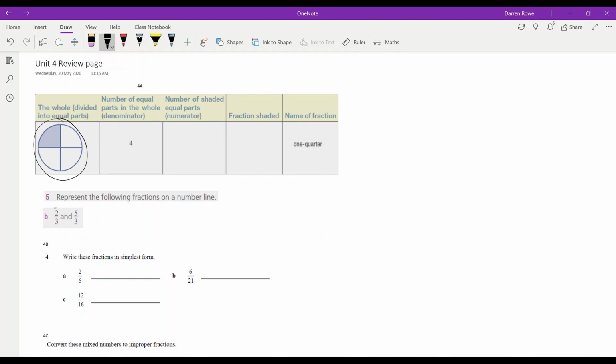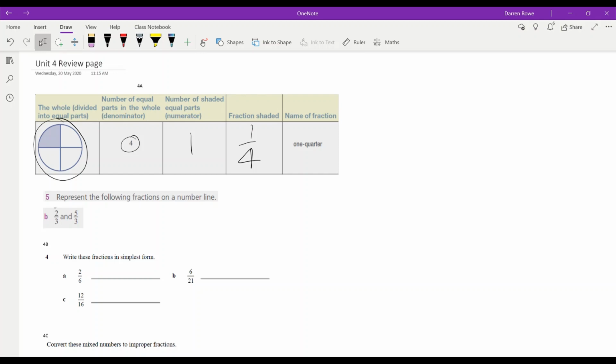Here we have one whole cut into 4 pieces, and you have the shaded part. How many parts equal the whole? There are 4 altogether. The number of shaded equal parts is 1, because there's only one of them, and then the fraction shaded is 1 out of 4, or 1/4. That's how they work. Now, that's super basic, but I think you should know that.